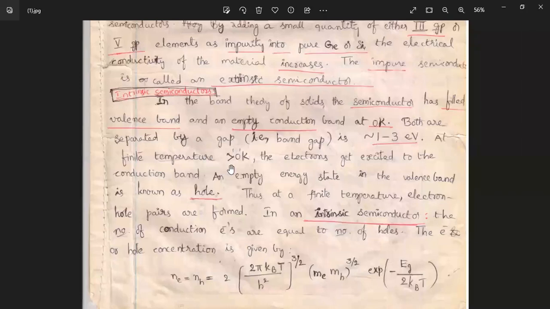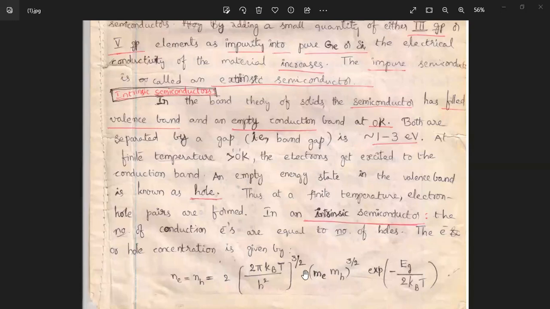At finite temperatures, greater than 0 Kelvin, the electrons get excited to the conduction band. An empty energy state in the valence band is known as a hole. When an electron goes from the valence band to the conduction band, the void of the electron is called a hole. Thus, at a finite temperature, electron-hole pairs are formed. In an intrinsic semiconductor, the number of conduction electrons is equal to the number of holes.